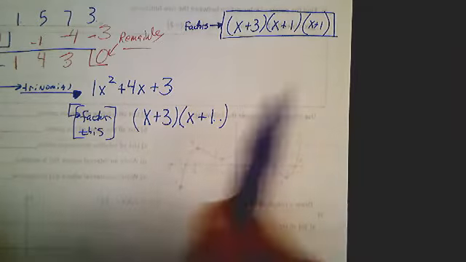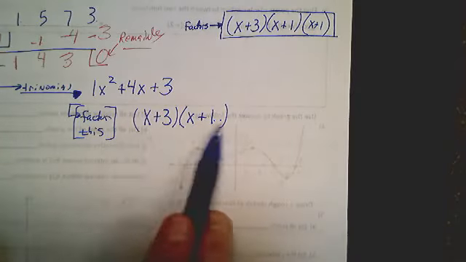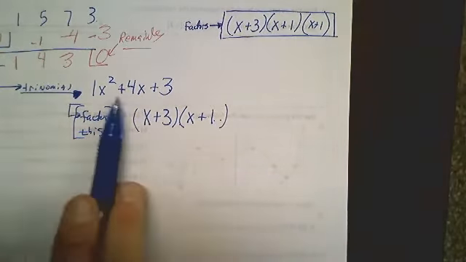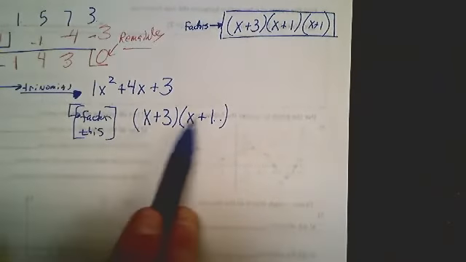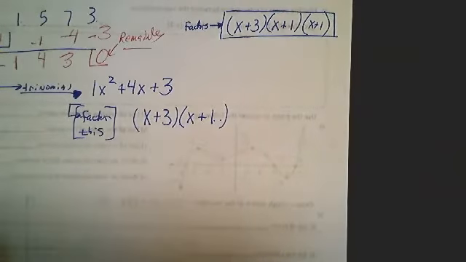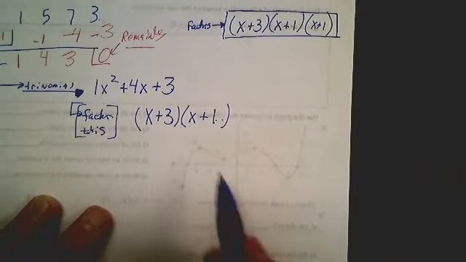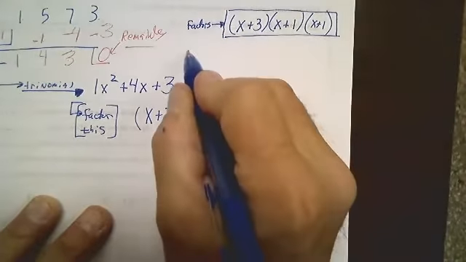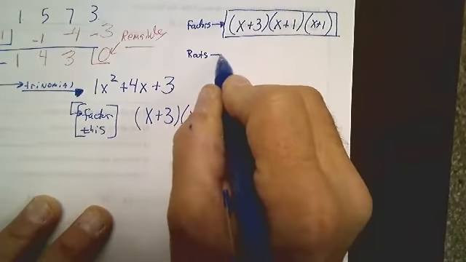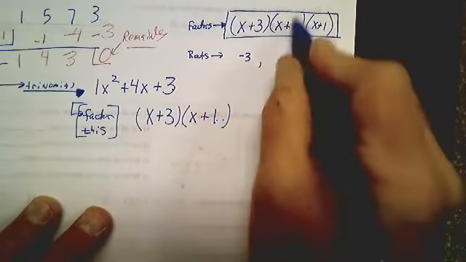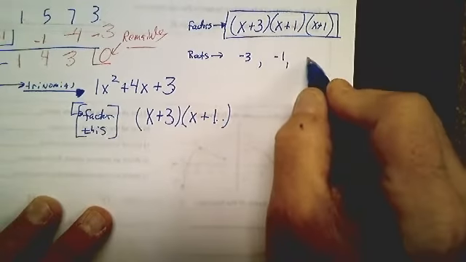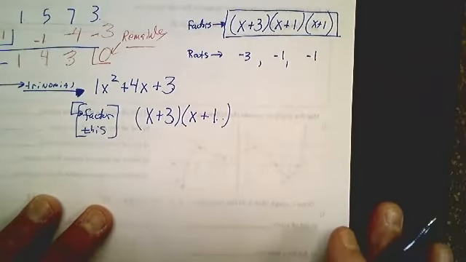Positive, positive, positive. If these are all positive right here, then these factors must be positive also. Yeah, if I wanted to find the 0, so these are my factors, and if I asked for the roots, then you would say this one is -3, this one is -1, and that one is -1.